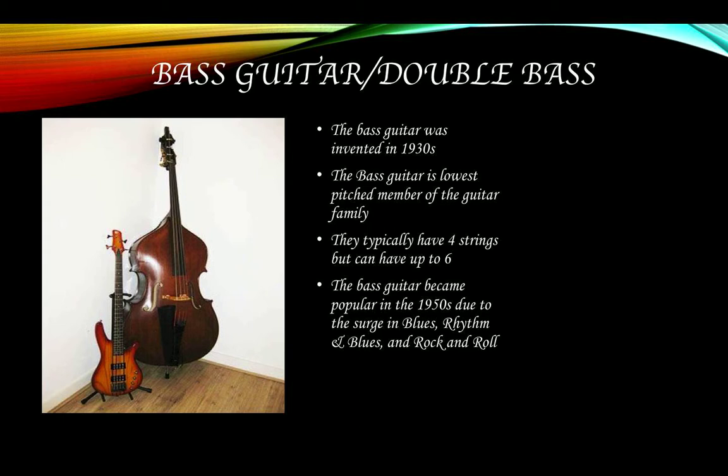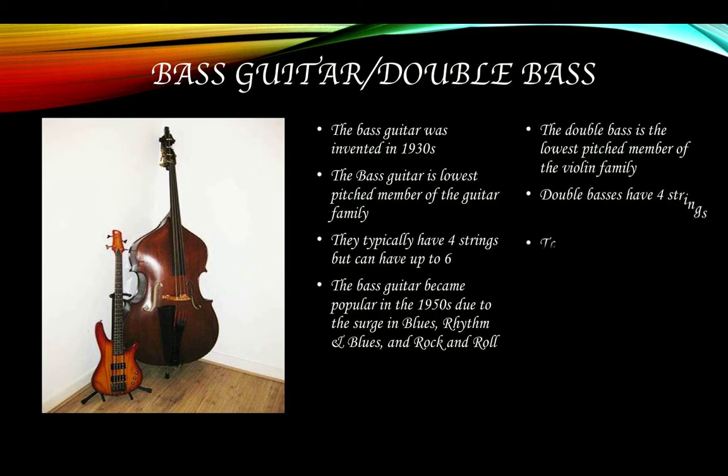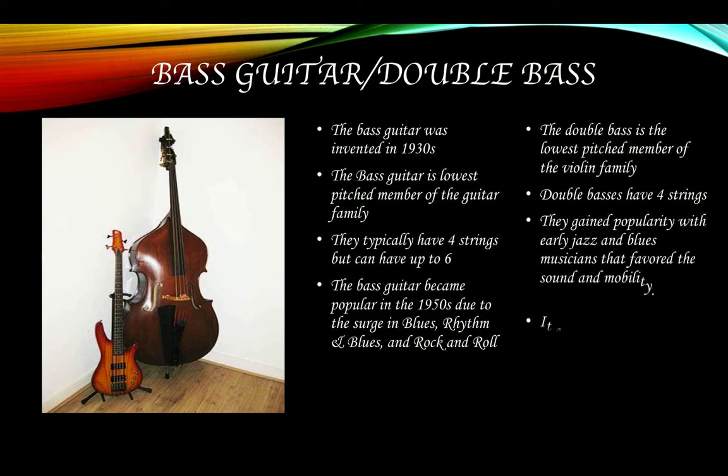It became popular because if you look at the two, actually, I'm going to talk about the double bass first, and then I'll clarify. So, the double bass is the lowest pitch member of the violin family. All double basses have 4 strings. They gained popularity with early jazz and blues musicians because they favored the sound and mobility over the tuba, which was the bass instrument they used in the Dixieland bands.